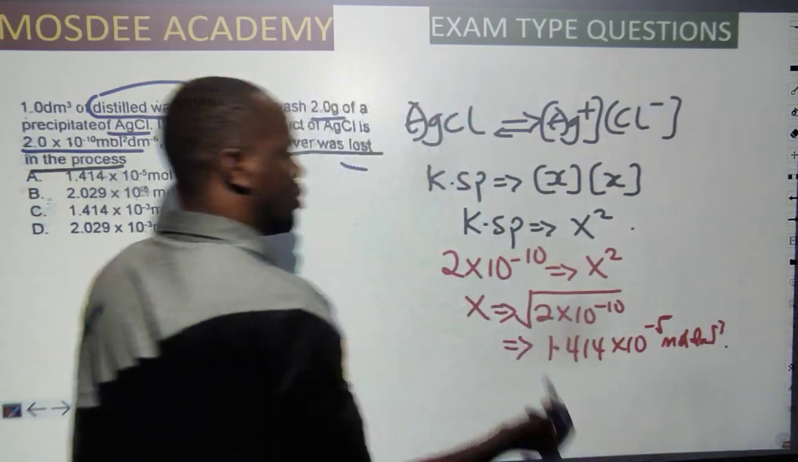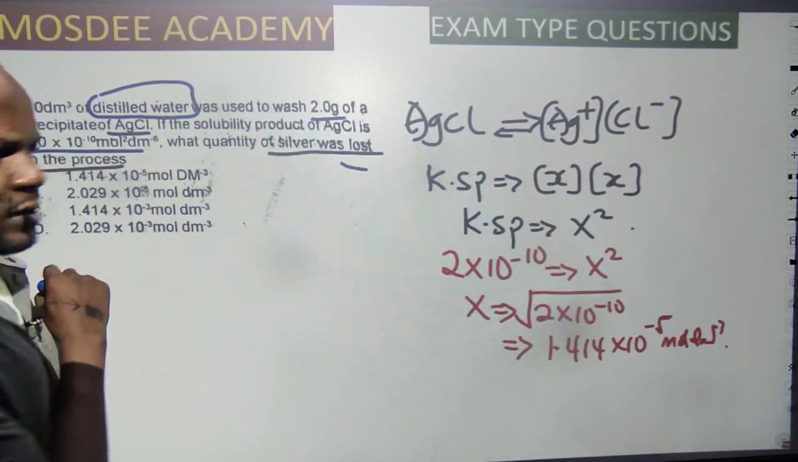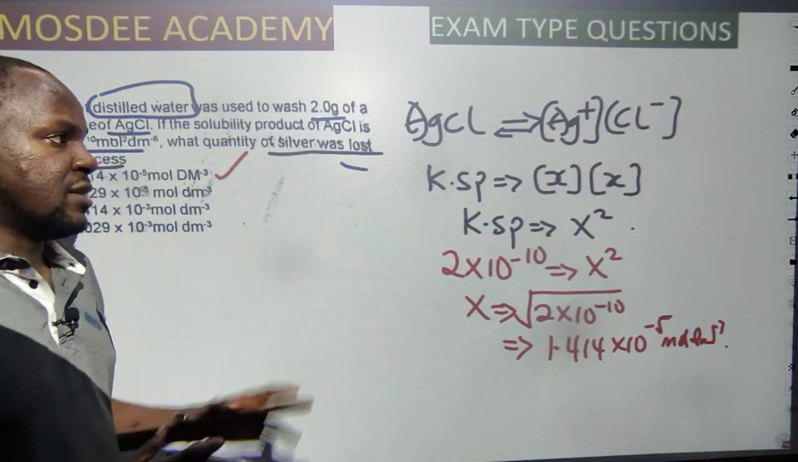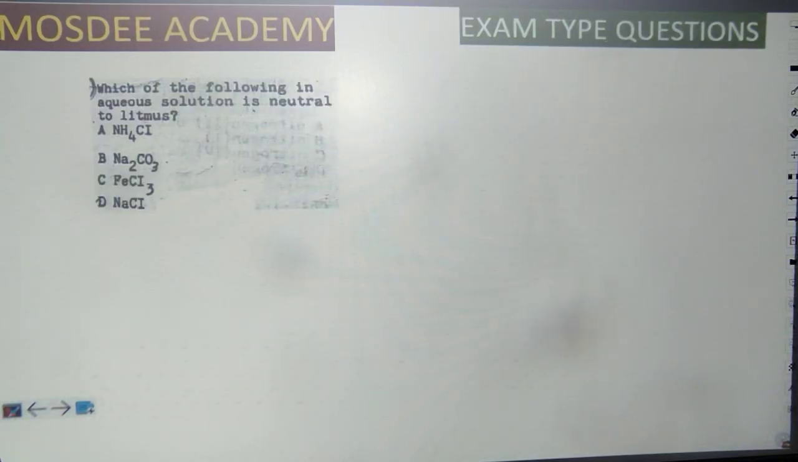So that is how to do something like this. And that will tally with, I hope you can see this, option A. And that is the correct answer. The next question, Admin. Thank you very much.